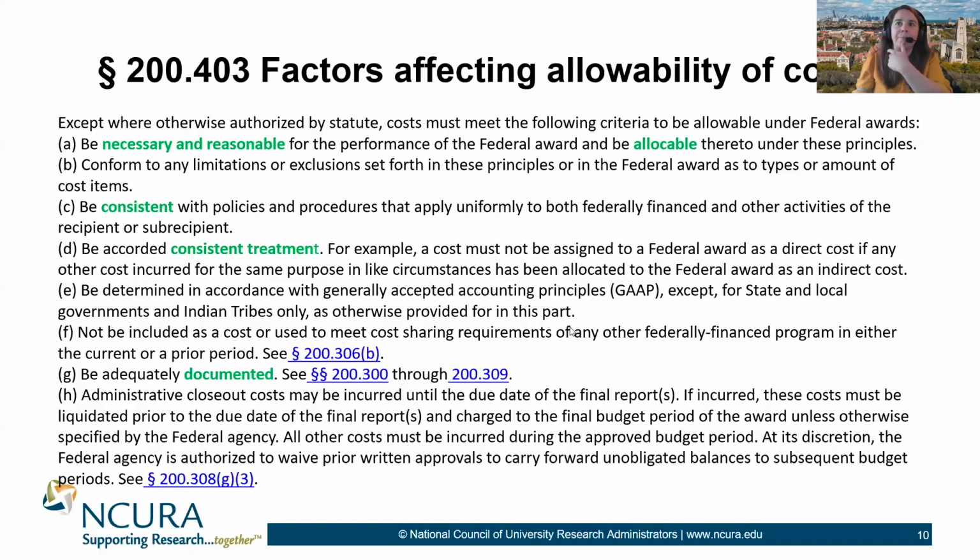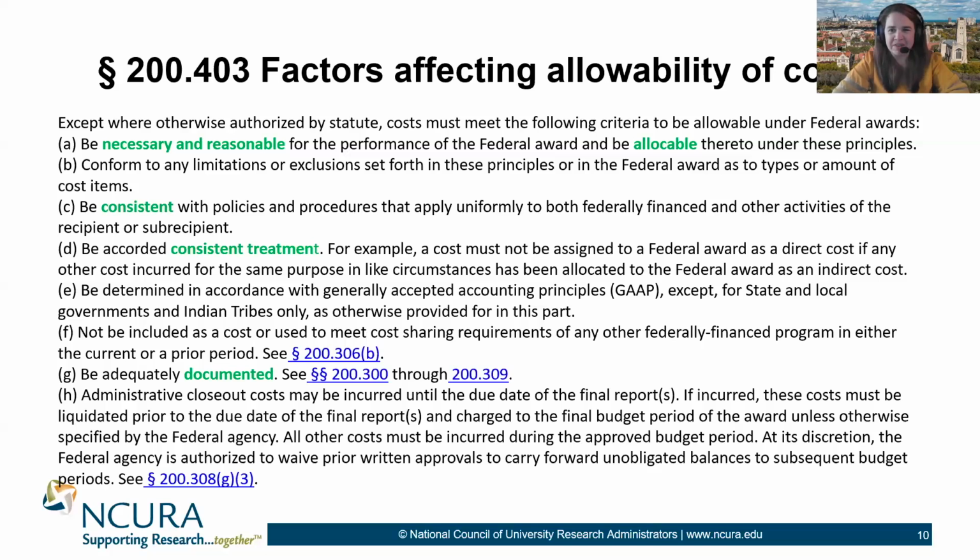4 in green, 5 in green, apologies. If you take away nothing else, the 5 main points that I kind of want you to remember about allowability are these: necessary and reasonable, allocable, consistent treatment, and documented. The last point I didn't really highlight is not included as cost sharing.